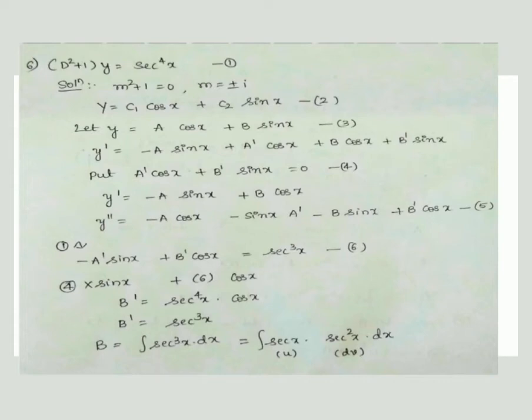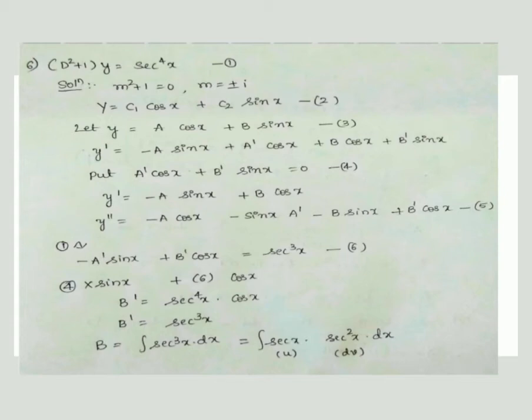Now differentiate this once and twice, that is y dash and y double dash, you can calculate. So from that we shall get equations 3, 4, 5 and 6, is it? So now substitute these in equation number 1, that is replace y double dash and y here. After simplifying this we will obtain minus a dash into sin x plus b dash into cos x is equal to secant cube x.